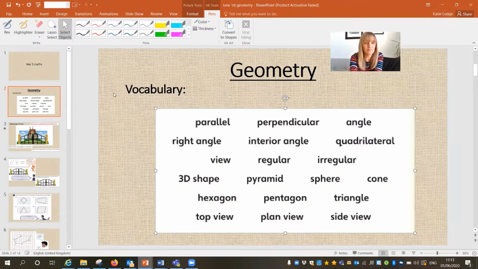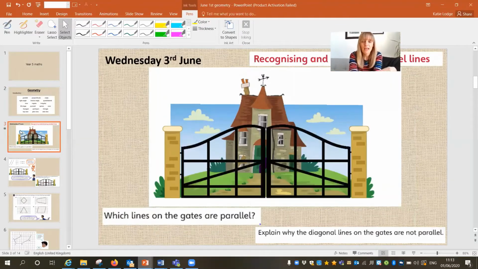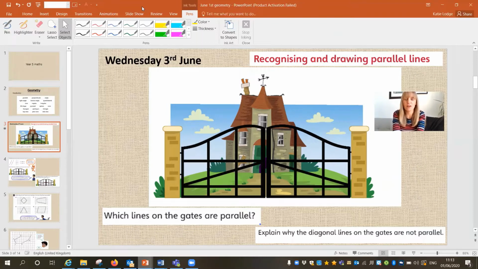So here is our picture, and oops, I'm over the title. Let me just move myself out of the way. And our title is Recognising and Drawing Parallel Lines.